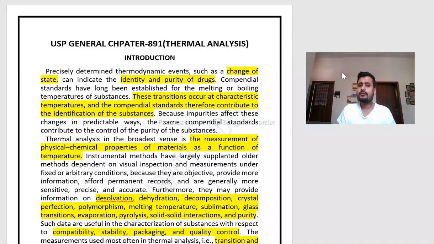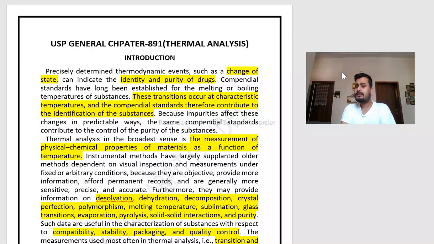So precisely, according to 891, thermodynamic events such as a change of state can indicate or determine the purity of drugs. Compendial standards have long been established for the melting and boiling temperature of a substance. These transitions occur at a characteristic temperature, and compendial standards therefore contribute to the identification of the substance.